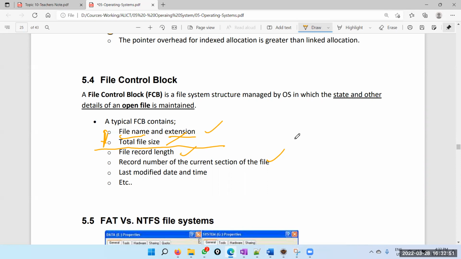So those kind of things are also there in the file control block: file record length, record number, and the last modified date time, which you can also find in your properties. So this is in general called the file control block, FCB. In the exams, they have asked it very recently also: what is meant by file control block, what are the properties available, etc.